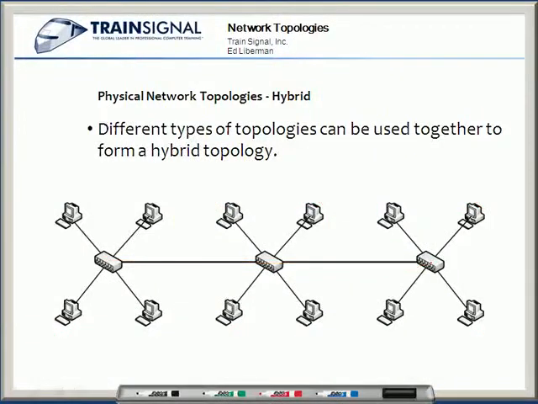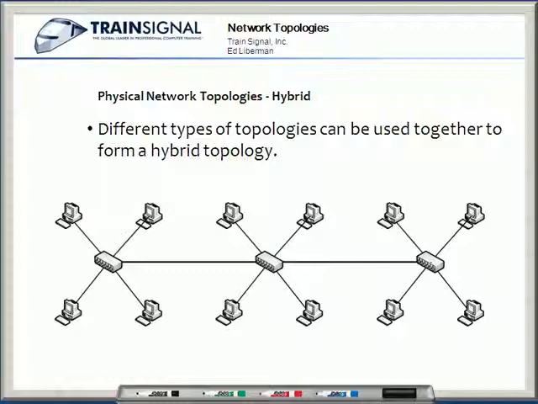There is no magical rhyme or reason to the hybrid topologies. I mean, you need to understand the pros and cons of the bus, the star, the ring, and the mesh. And if you see that there's an area within your environment that could maybe utilize both, as we have drawn here, well, then you can go ahead and do so through a hybrid of these topologies.